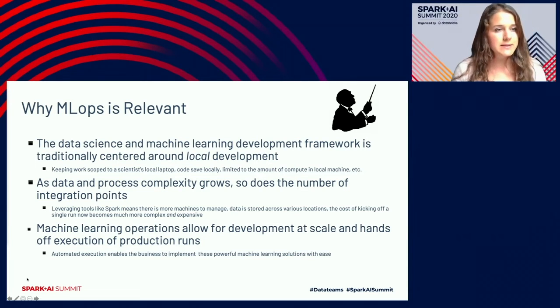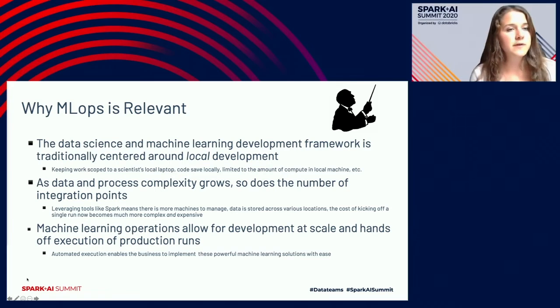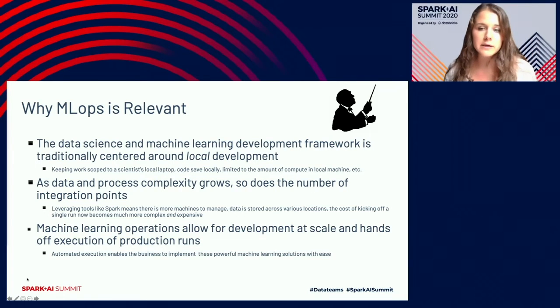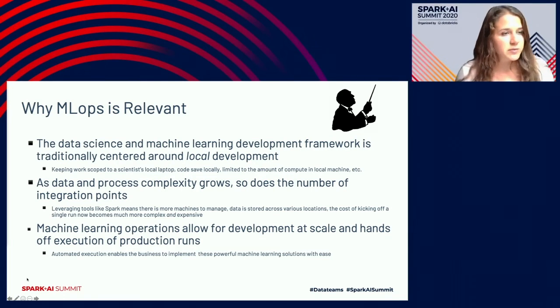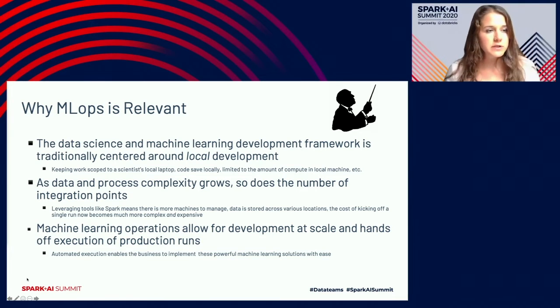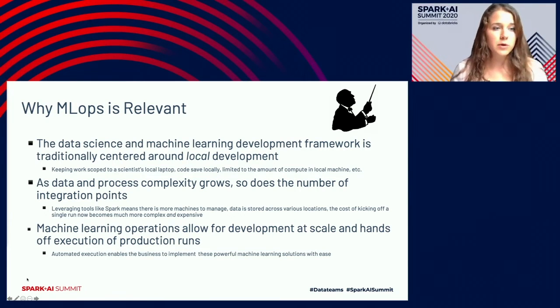As data and processes grow in complexity, so does the number of integration points. If you're moving from a local development experience to the cloud, and say you're operating in a distributed system leveraging tools like Spark, that means there are more machines to manage. Your data is stored across various locations. You have all the permissioning and authorization needed to access all these integration points. It can keep building and building in complexity. So the cost of kicking off a single run now becomes much more complex and expensive.